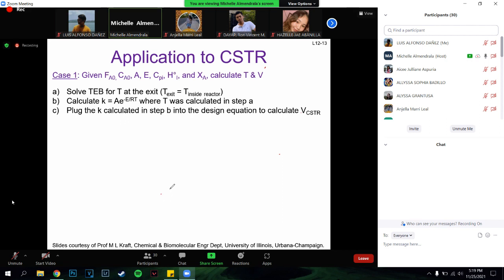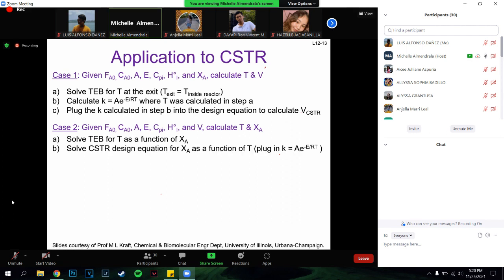Okay. So given that, there's another type of problem involved for a CSTR, case 2, wherein you're asked to find the composition and the temperature given the volume. So in this case, this is going to be somewhat solve for T and V as a function of XA. All right. So this is requiring the TX relationship. And so solve for the CSTR design equation for XA as a function of T, and then plug that in the K expression. So TX relationship, substitute here. So you only have one unknown, which is X or T.